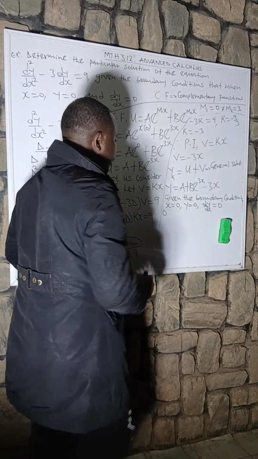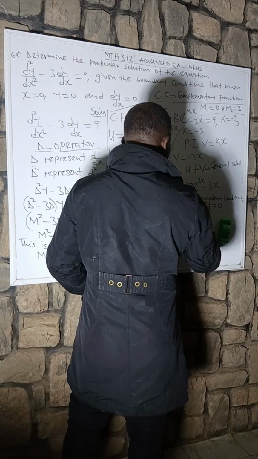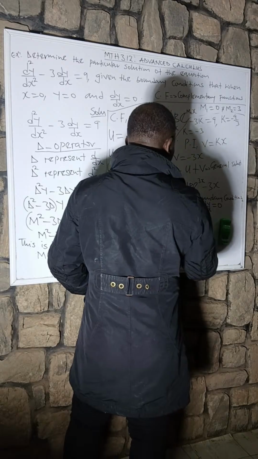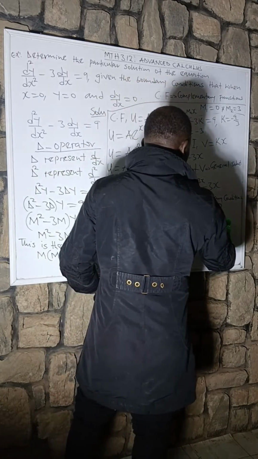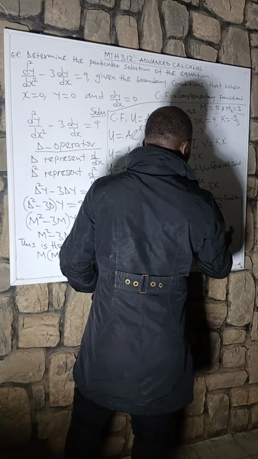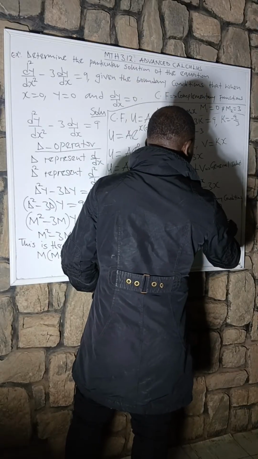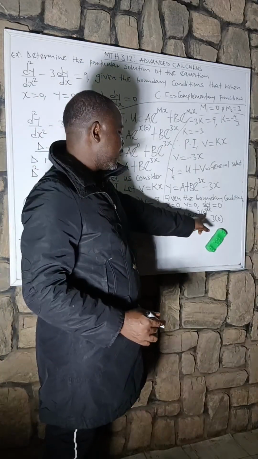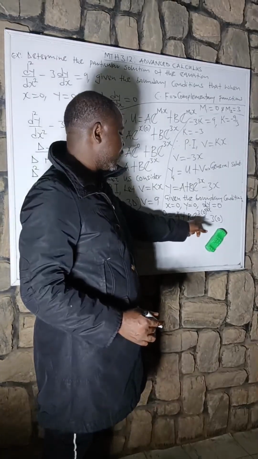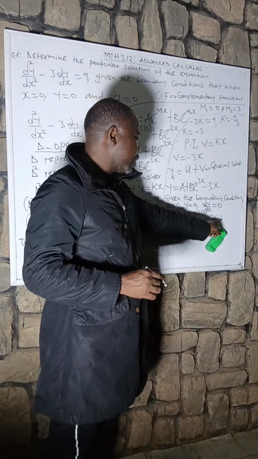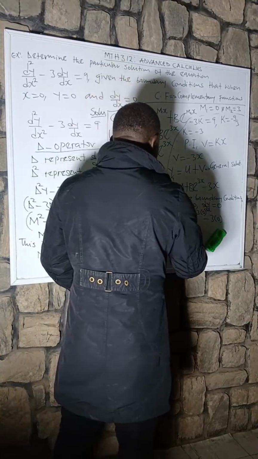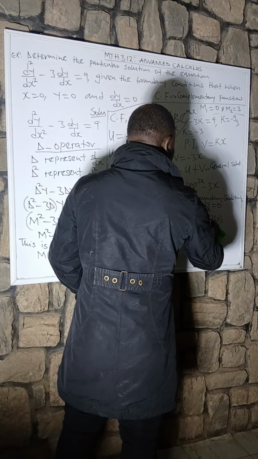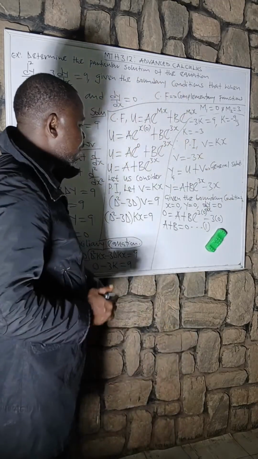You agree with me? 0 equals a plus b exponential 3 times x, where x is 0, then minus 3 times 0. So you can now see that 3 times 0 is 0, and exponential 0 is 1. So you are going to have a plus b equals 0. Let us name this one equation 1. Do you agree with me?